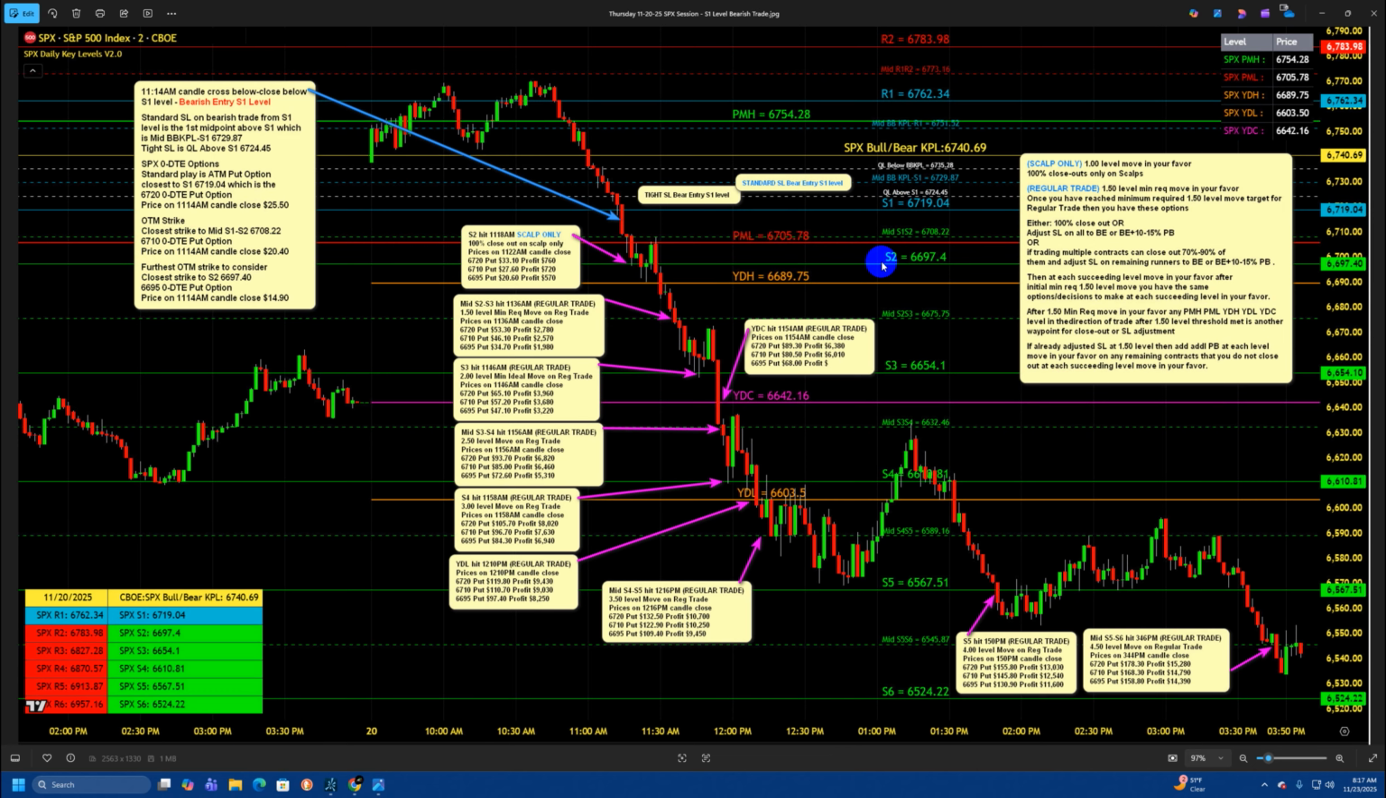The furthest out of the money strike we can consider on this trade is the closest strike to the S2 level, which is the one level down, 66.9740. So the closest strike to that is going to be the 66.95 put. The price on the candle close for the 67.20 is 25.50, for the 67.10 20.40, and for the 66.95 14.90.